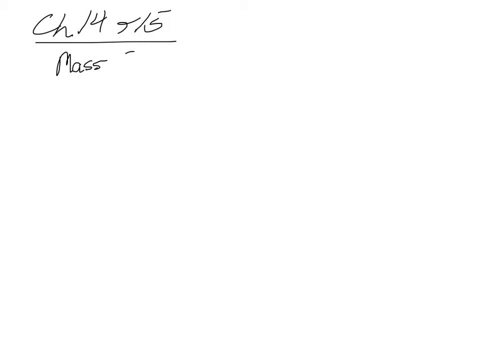Okay, so we learned a couple different types of spectroscopy in these two units, chapter 14 and chapter 15. So, just to be clear, we're doing two chapters, 14 and 15. The first type of spectroscopy we learned about was mass spec, right?